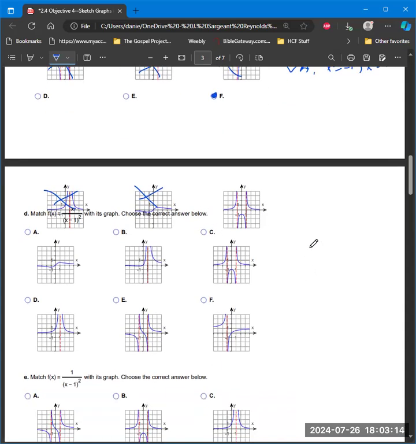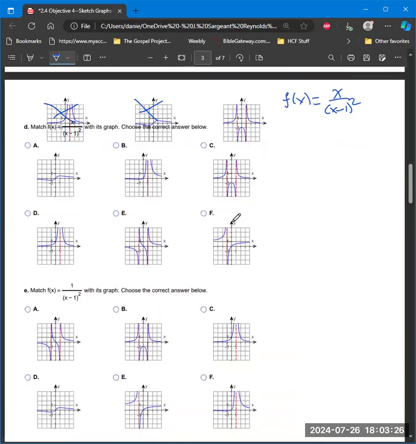So now the equation here is f of x equals x over (x minus 1) quantity squared, and we're looking at these 6 pictures down here. So I have an x-intercept of (0, 0) again, a y-intercept of (0, 0), a horizontal asymptote at y equals 0, and a vertical asymptote at x equals 1, and there's a multiplicity of 2 there, so it's going to do the same thing on both sides of the asymptote.